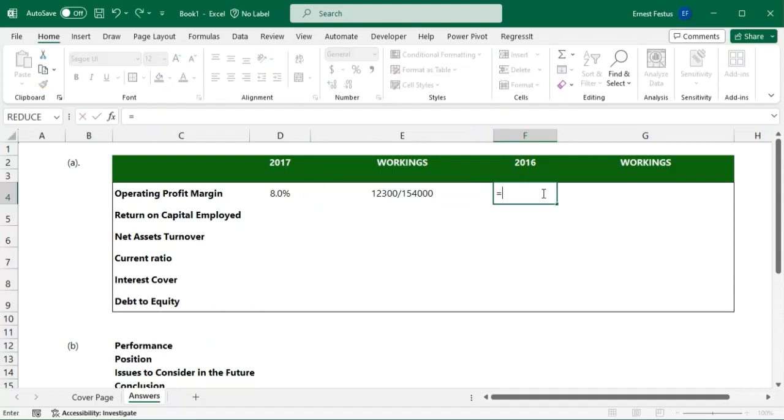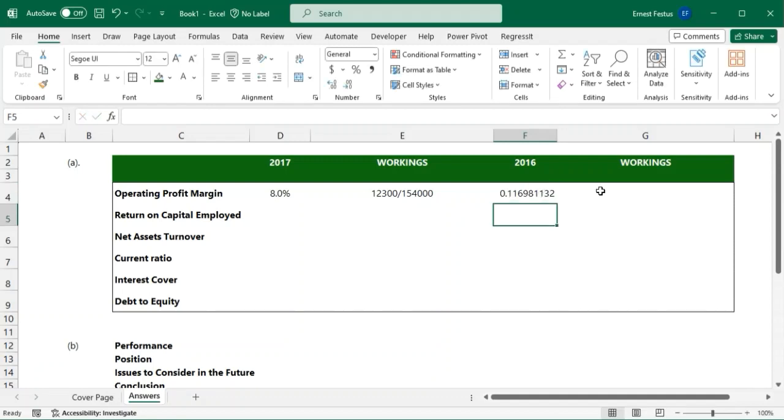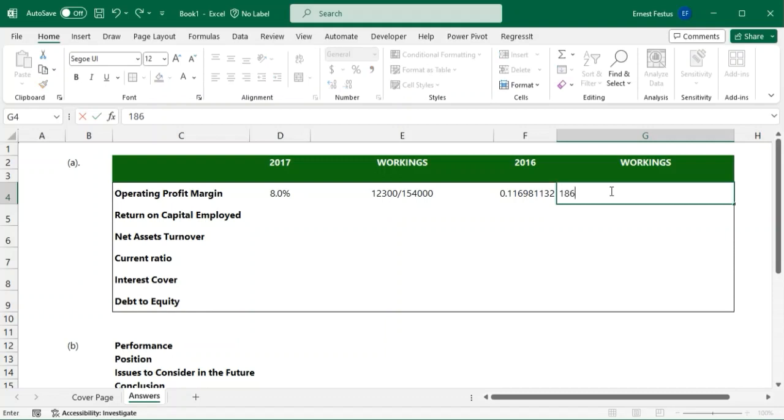For 2016, it was 18,600 divided by 159,000 from our question. So I have calculated that, and I will come here and show my working. 18,600 divided by 159,000.